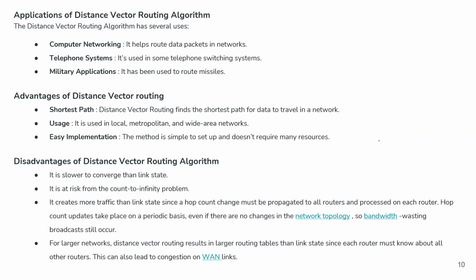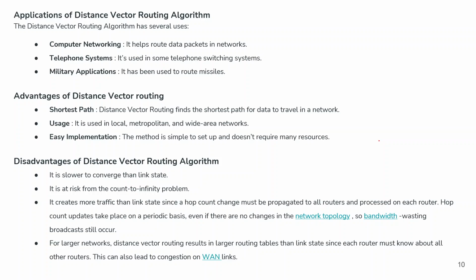Now, as you know, anything that comes with advantages also comes with disadvantages. So what are the disadvantages of the distance vector routing algorithm? It is slower to converge than link state. It is at risk from the count to infinity problem. It creates more traffic than link state, since the hop count change must be propagated to all routers and processed on each router. Why? Because we need to keep on changing the routing table.